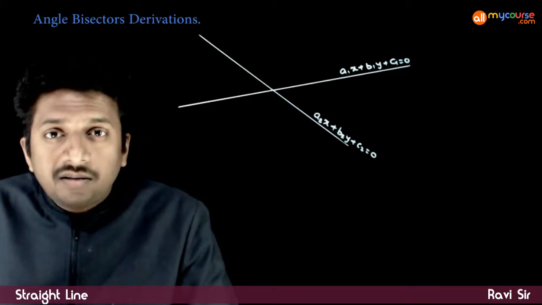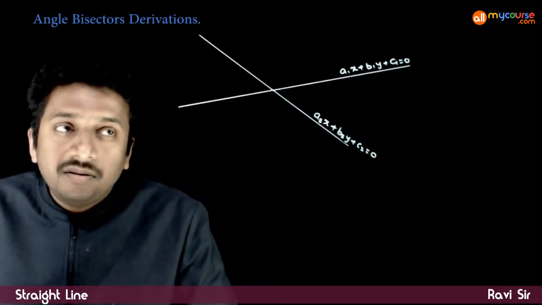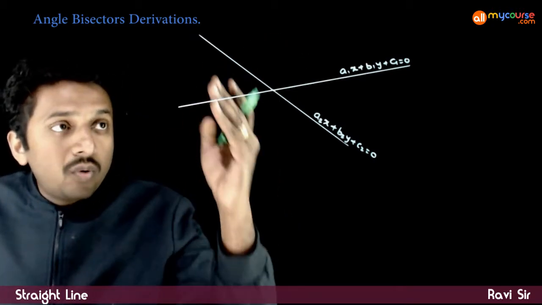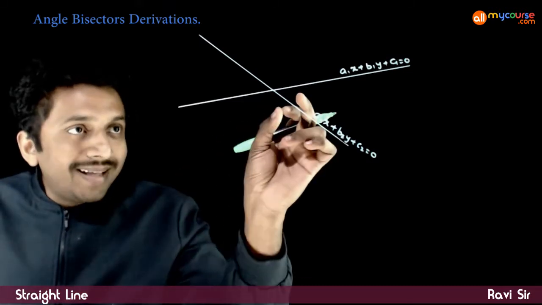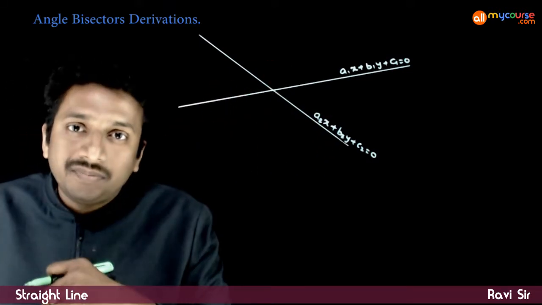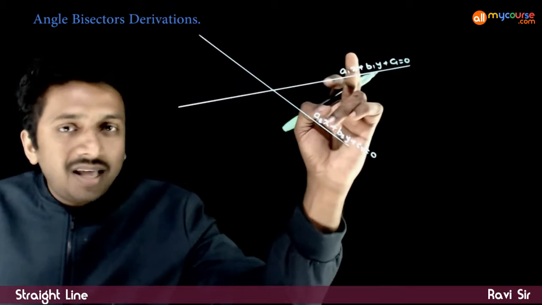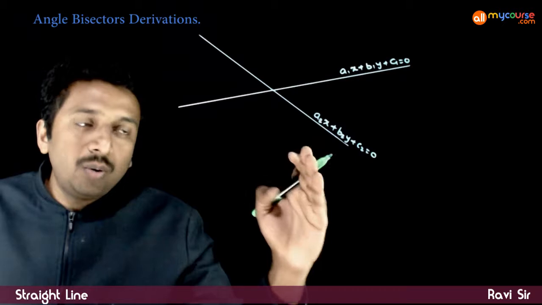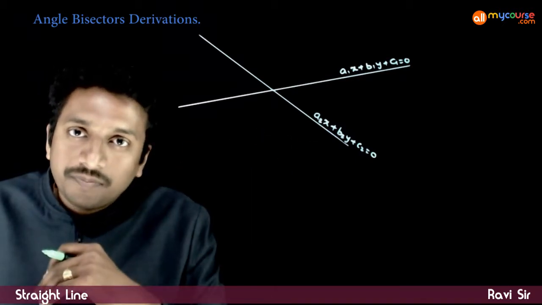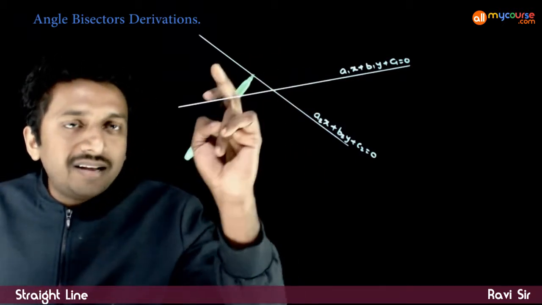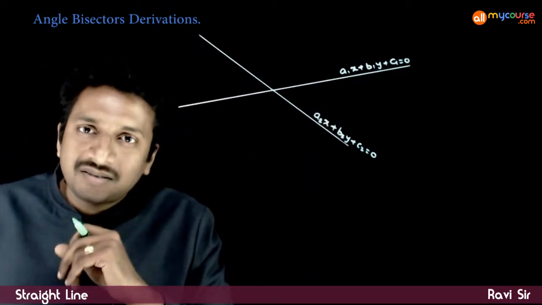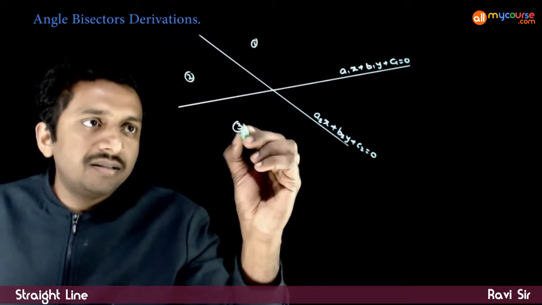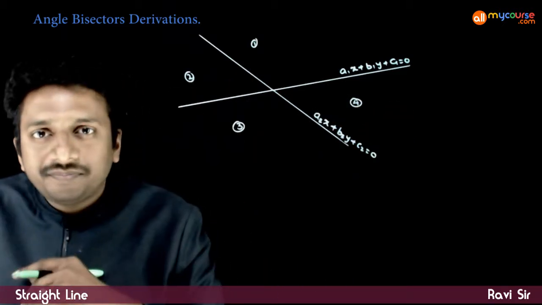So to understand the concept of angle bisectors, first let us understand the four quadrants that two lines divide the plane into. If you take any two lines, a1x plus b1y plus c1 is equal to 0 and a2x plus b2y plus c2 is equal to 0, these two lines divide the plane into four parts. Let us say the first part, second part, third part and fourth part.